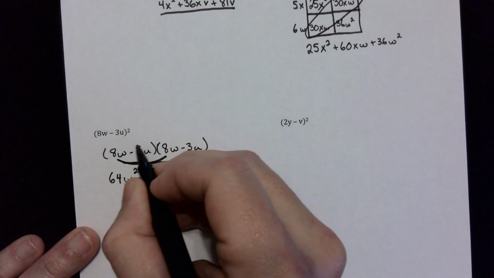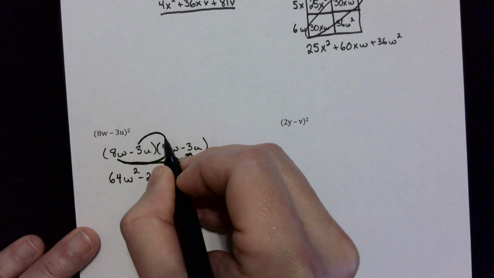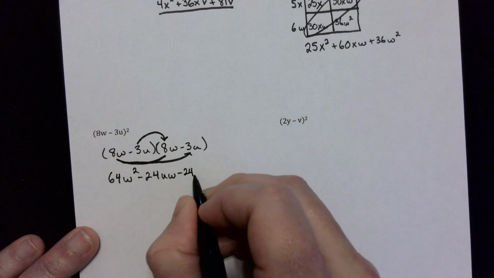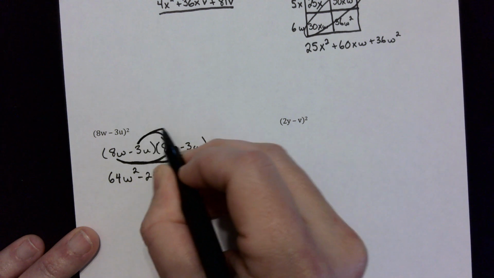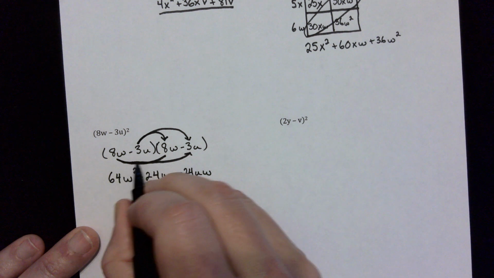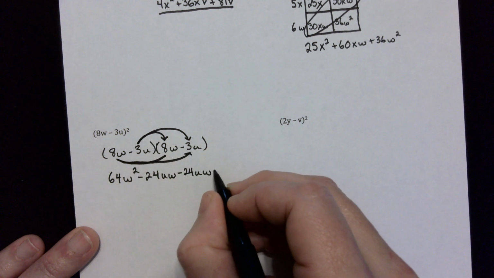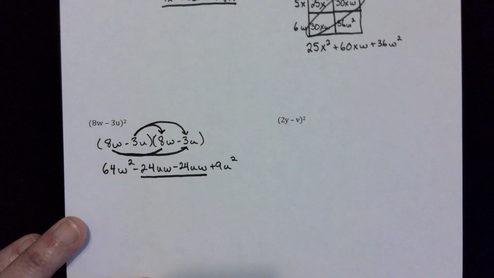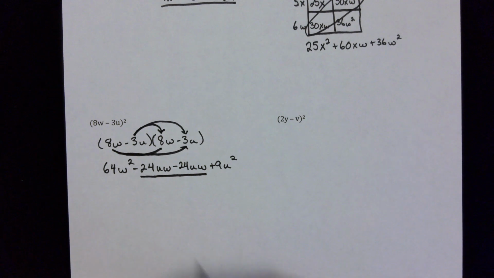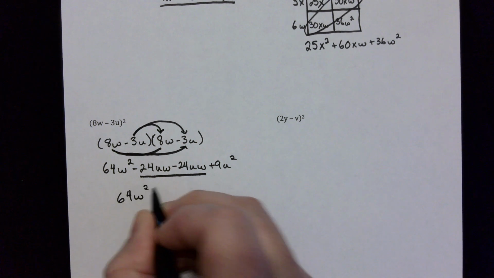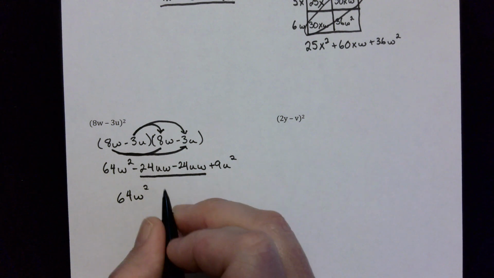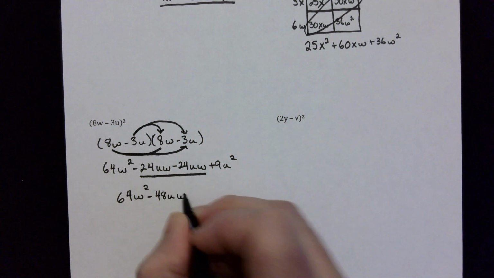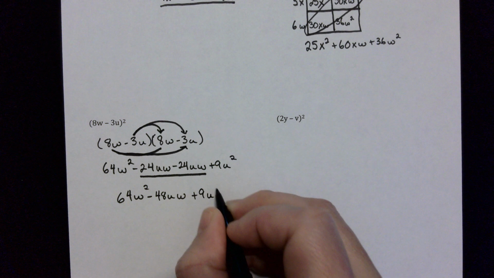Now for the next one, we take this negative 3u and multiply it through there. So negative 3 times 8 is negative 24, and then I'll put the uw. And then finally, this one right here, which is negative 3u times negative 3u, which is positive 9u squared. Now I'm going to add these up, but I'm going to keep the sign. They're both negative, so I'll add them up, but I'll keep the sign. So that's 64w squared. Combine these: 24 and 24 added together make 48, but I keep the negative sign. So negative 48uw, and then finally, plus 9u squared.